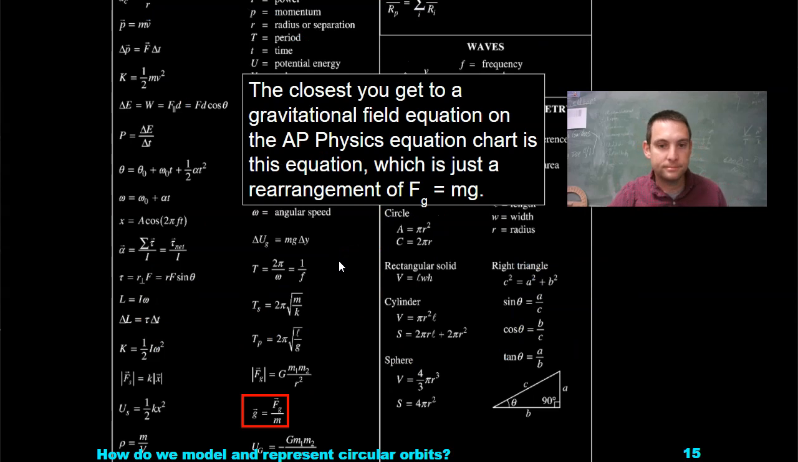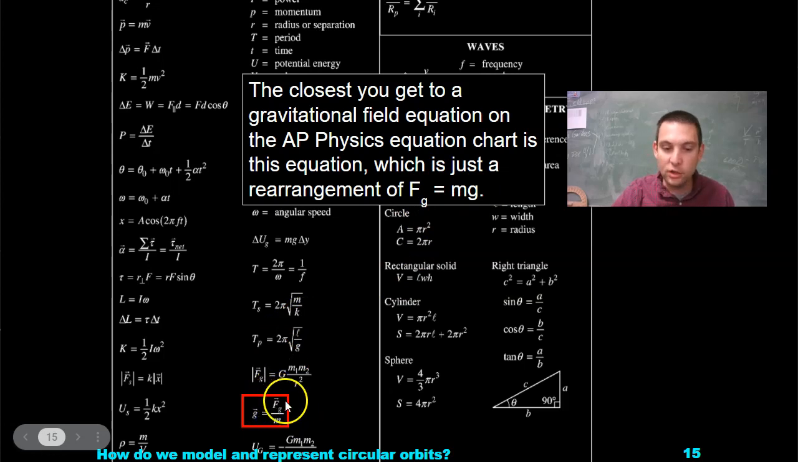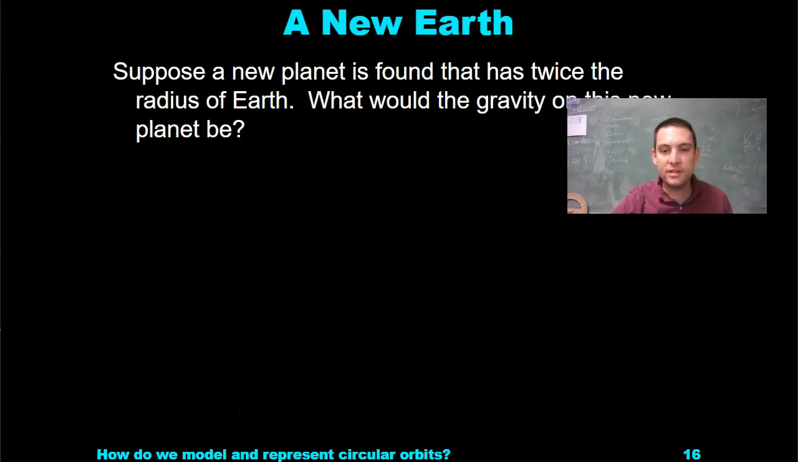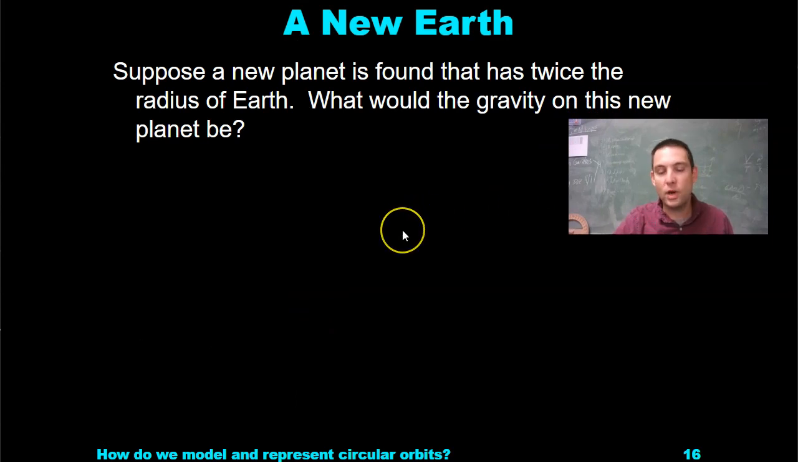9.8. Closest you get to a gravitational field equation on the AP Physics equation chart is going to be this: little g equals big F over little m. It's just the same thing as Fg equals mg, solved for g. But you know that big Fg equals GMm over r squared, so you can just substitute that there, and it's the same exact thing.